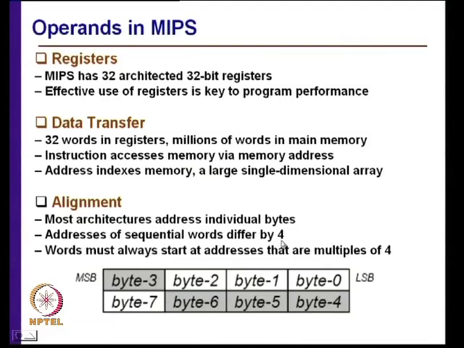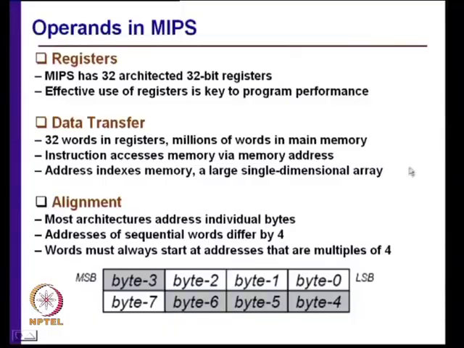So, addresses of sequential words differ by 4. Obviously 0, 1, 2, 3, then the second one will start from 4. That means this will start from 0 and this will start with 4. And words must always start at addresses that are multiples of 4. Because of this, the addresses will start at multiples of 4. That means 4n, 4n plus 1, 4n plus 2, 4n plus 3. So n can vary from 0 to something whenever you are accessing different words of the memory.